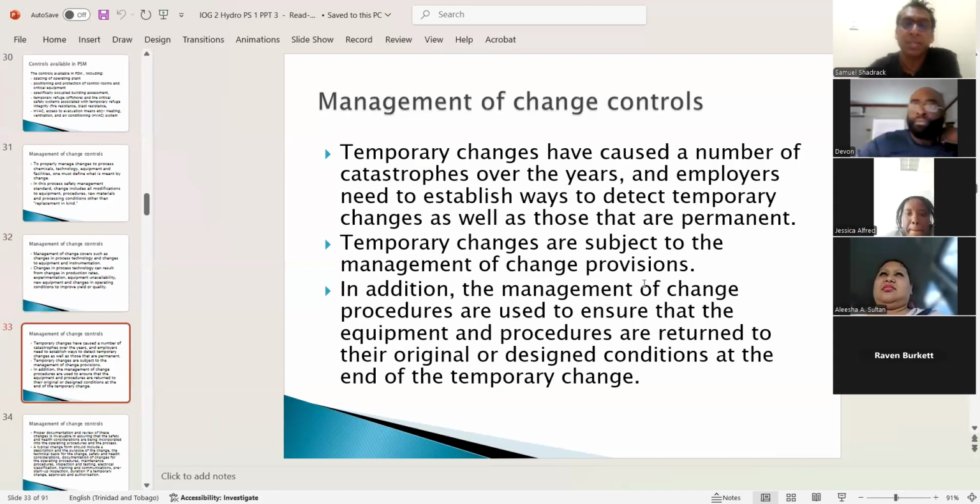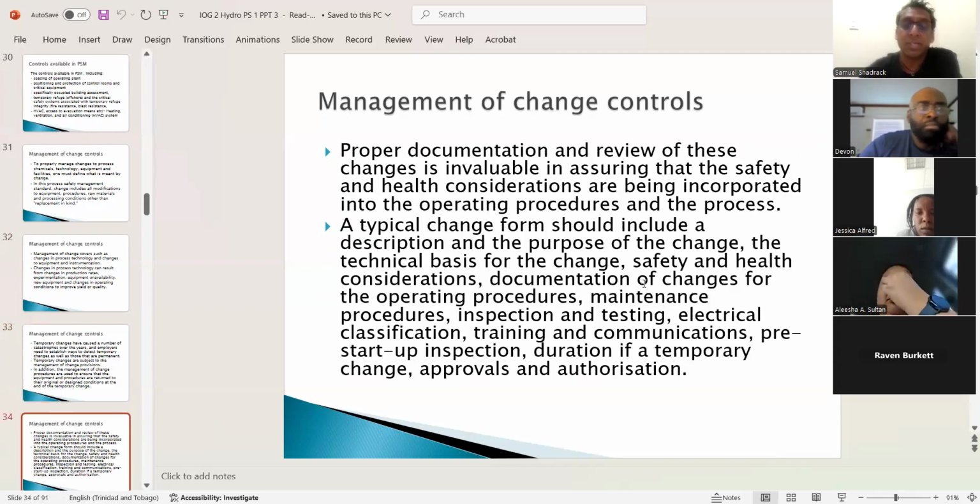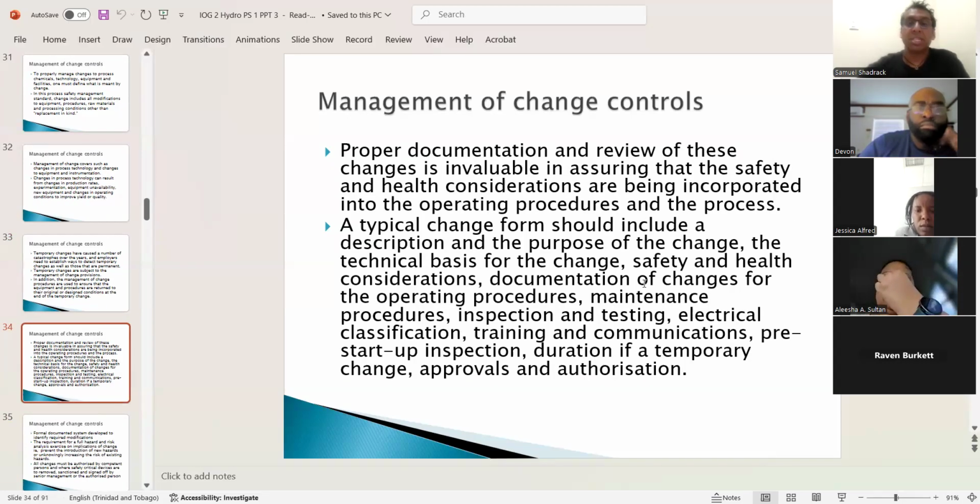So temporary changes have caused a number of catastrophes over the years, and employers need to establish ways to detect temporary changes as well as those that are permanent. Temporary changes are subject to the management of change provision, which is the form. In addition, the management of change procedures are used to ensure that equipment and procedures are returned to the original or design condition at the end of the temporary change. Proper documentation and review of these changes is invaluable in ensuring that the safety and health considerations are being incorporated.